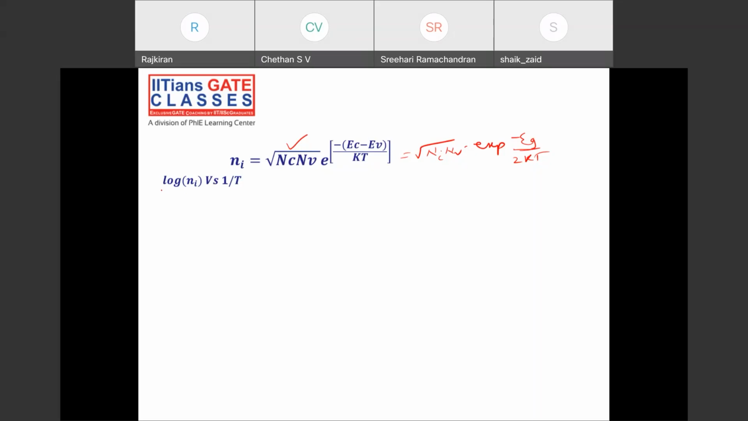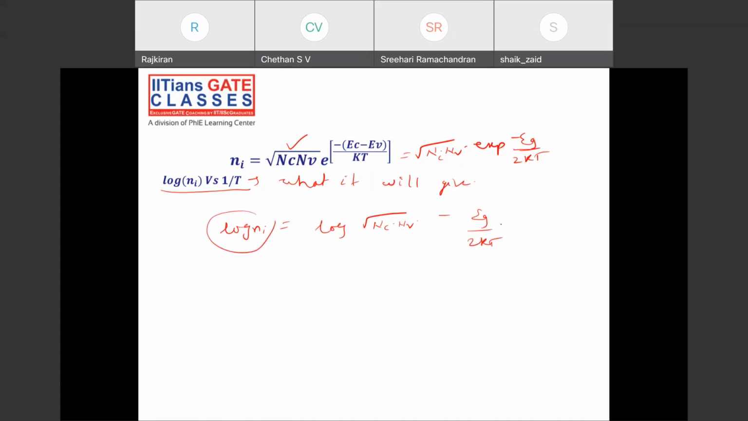Okay. So one question is: log Ni versus 1 by temperature, how will it look? What will it give? If you take log Ni equal to log of root over Nc Nv, it will be minus Eg by 2kT.